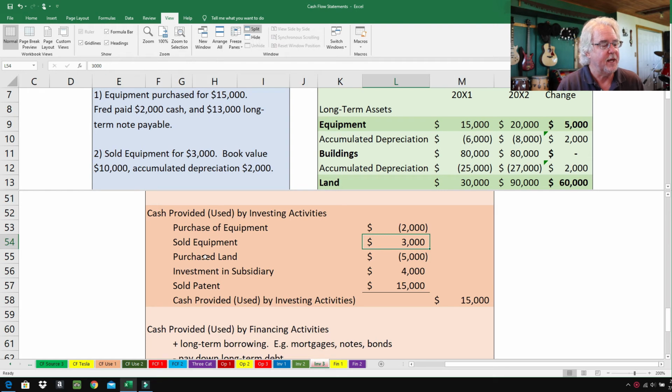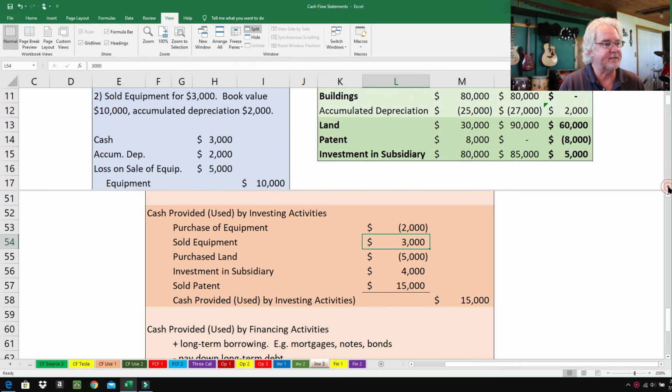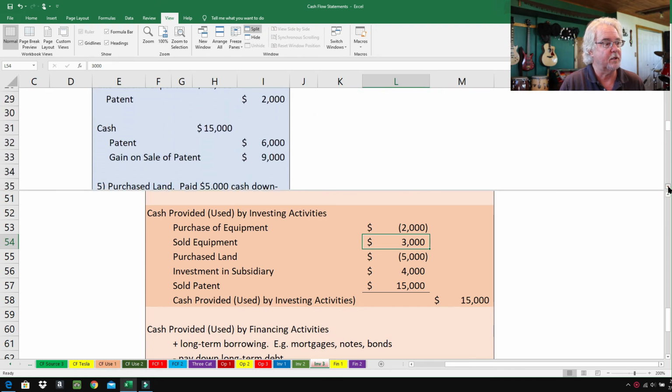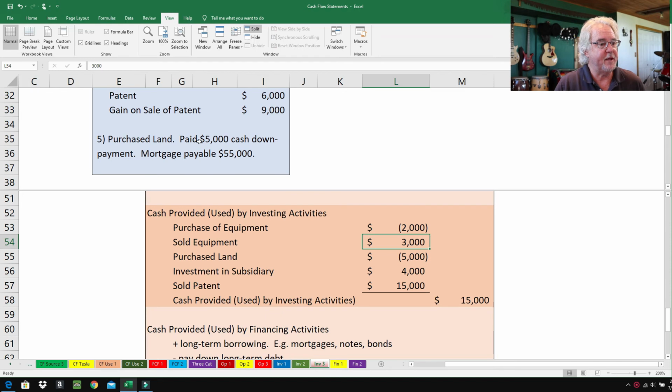Purchased land. And guess what, folks? Land, we're only including $5,000. They bought $60,000 worth of land. Let's see here. There it is. They paid $5,000 cash down payment. And there you go. That goes on the cash flow statement because that's a cash transaction. And the mortgage payable doesn't show up at all. So out of that $60,000 worth of land, we're only showing $5,000 of it. Investment in subsidiary, that's $4,000.